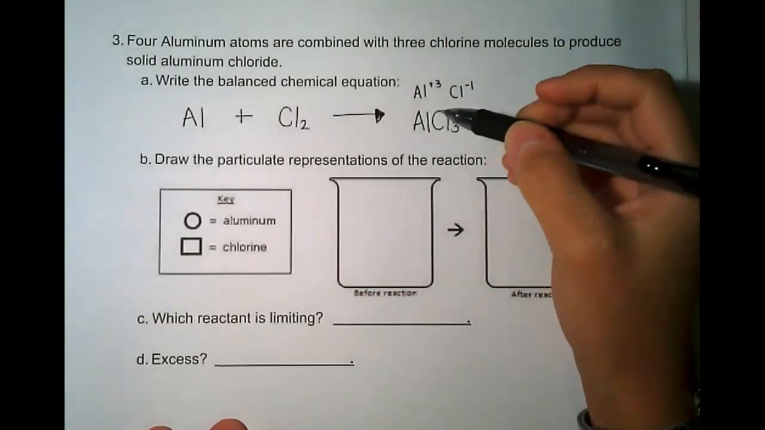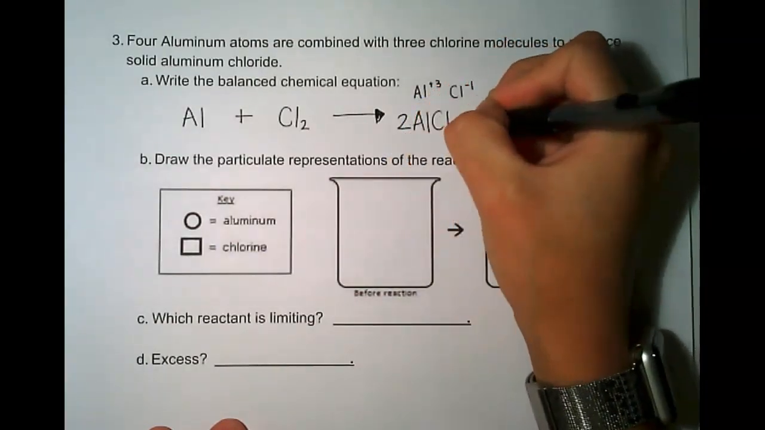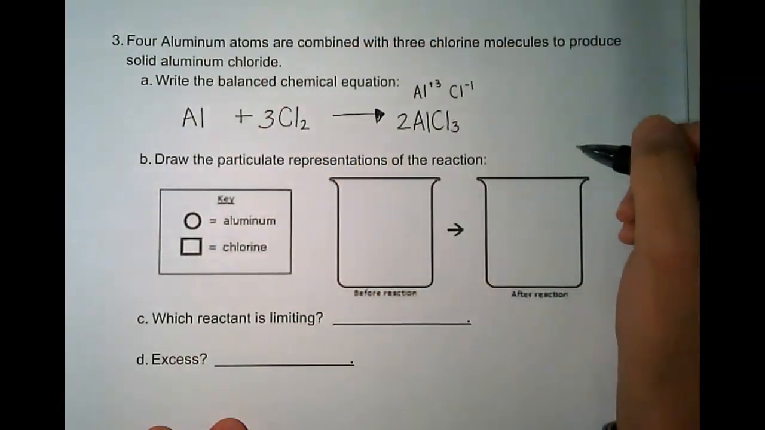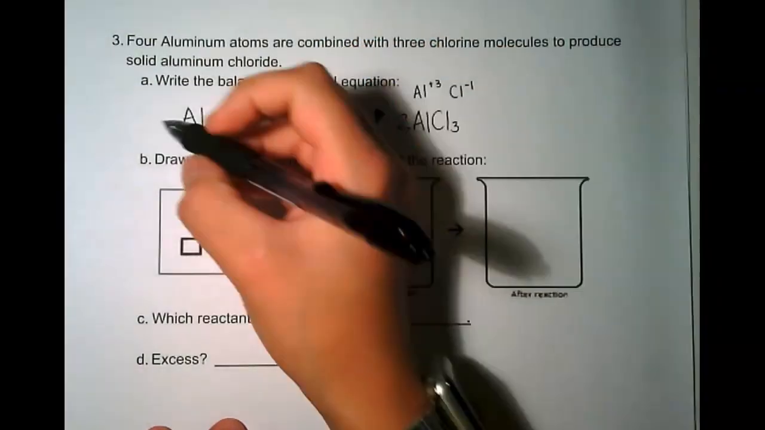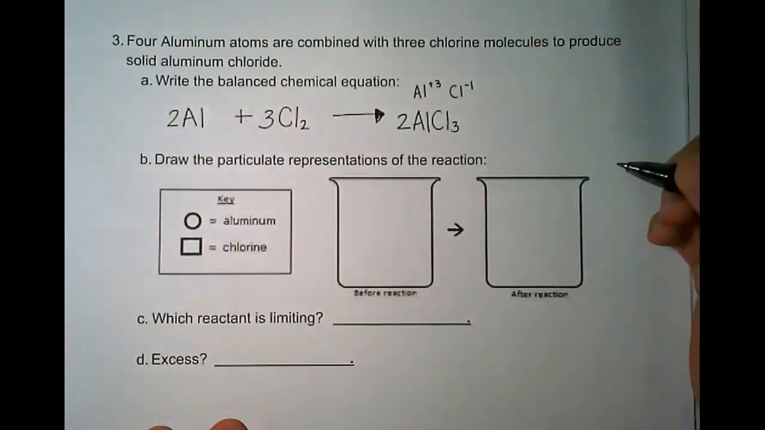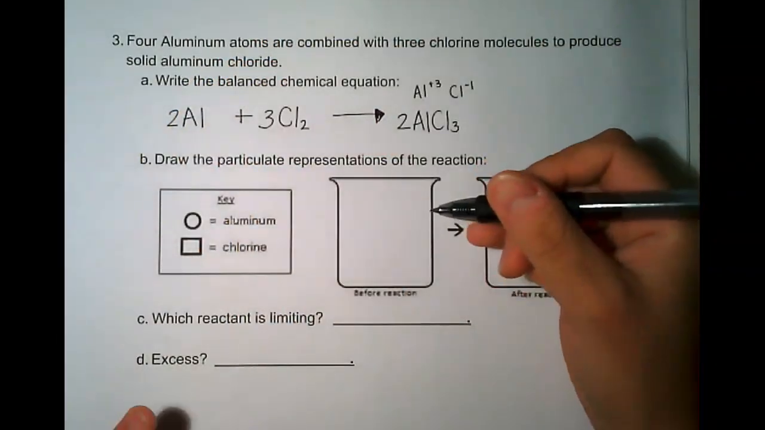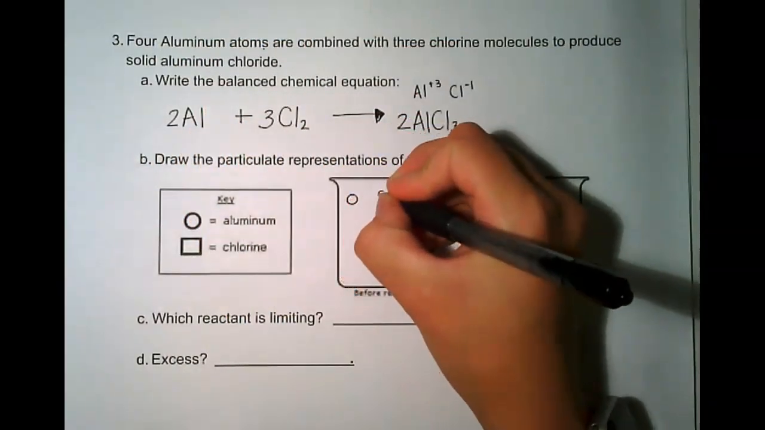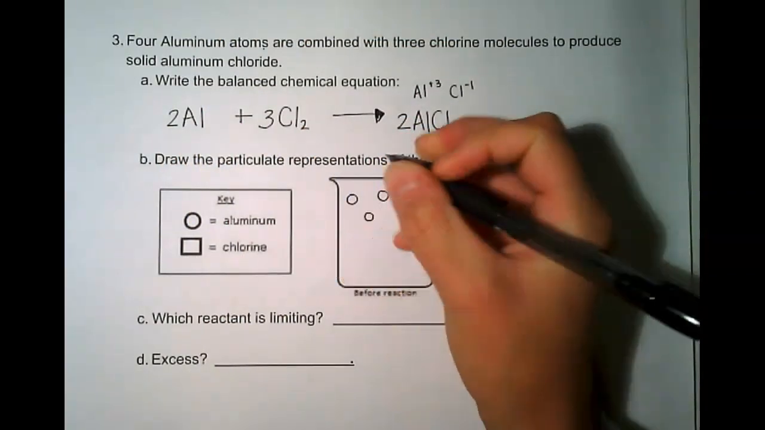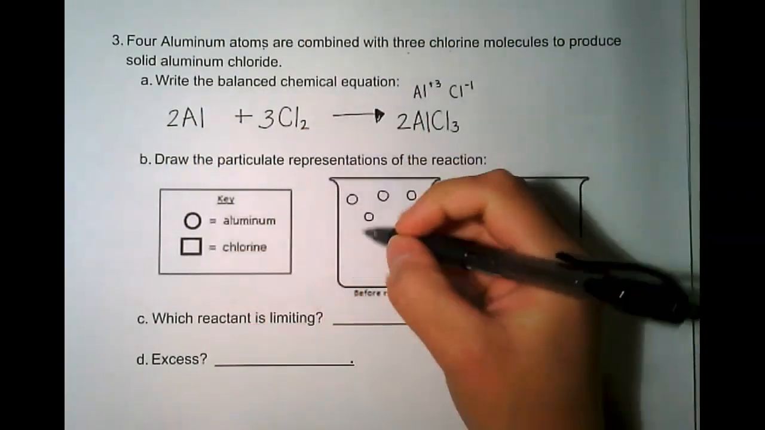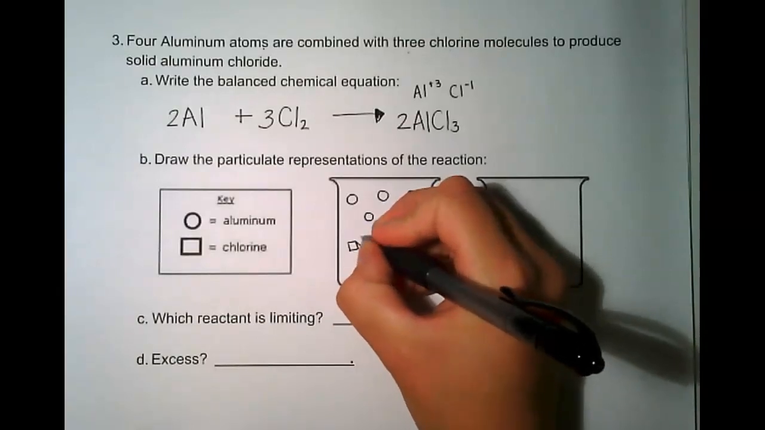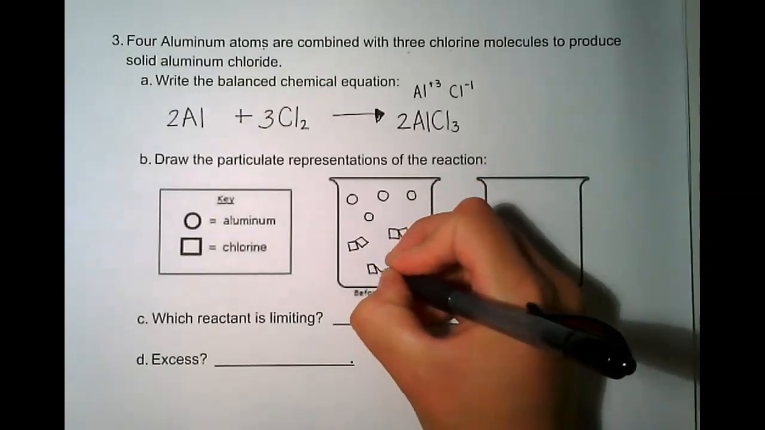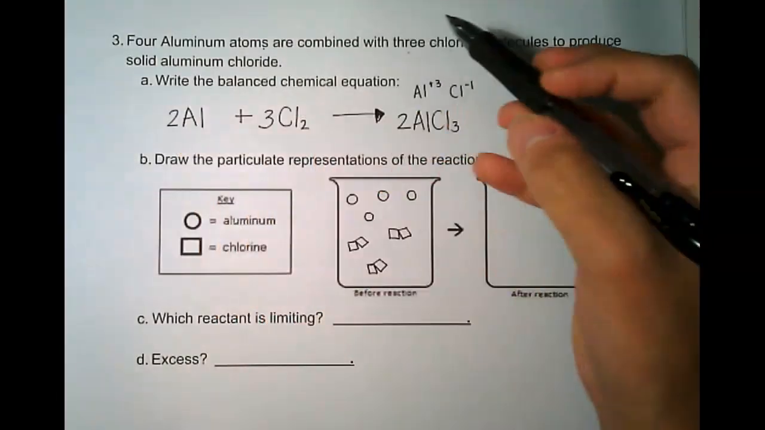So now we need to balance our equation. We have an odd number of chlorines. I'm going to go ahead and put a 2 here to make that number of chlorines even. So now I have 6 chlorines, and I can do 2 times 3 to get me 6 on the other side. And then aluminum, I have 2 on the product side, so I need to put 2 on the reactant side. So now let's draw our picture. So it says 4 aluminum atoms, 1, 2, 3, 4, combined with 3 chlorine molecules. So chlorine, 1 molecule, 2 molecules, and 3 molecules to produce solid aluminum chloride.